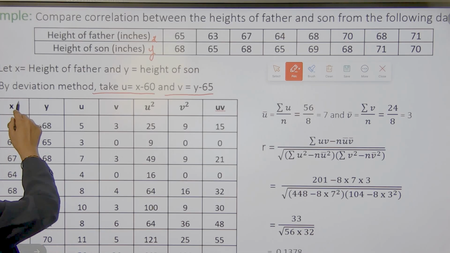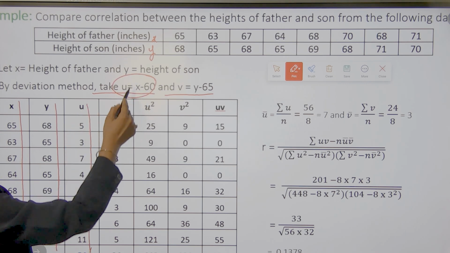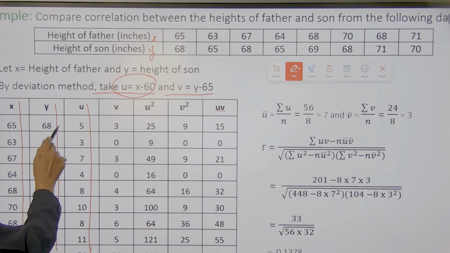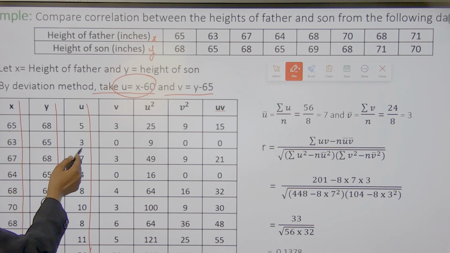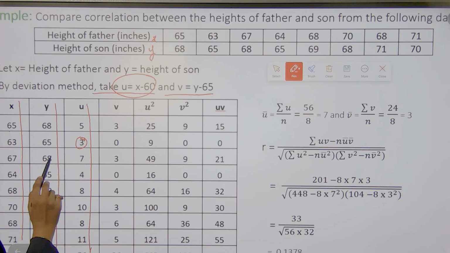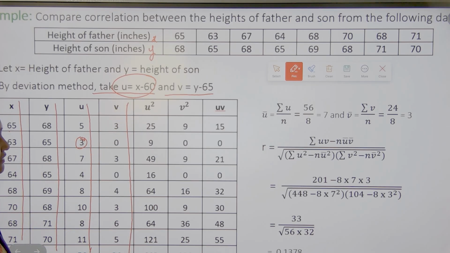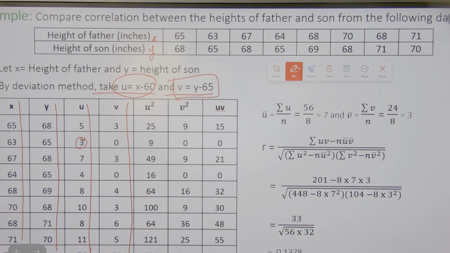So these are the values of x. Here these are the values of y. This is u. U is calculated using this formula, x minus 60. So x minus 60, that means 65 minus 60, that is 5. 63 minus 60, that is 3, and so on. So these values are calculated using this formula, and these are the values of v. They are calculated using this formula, that is y minus 65.